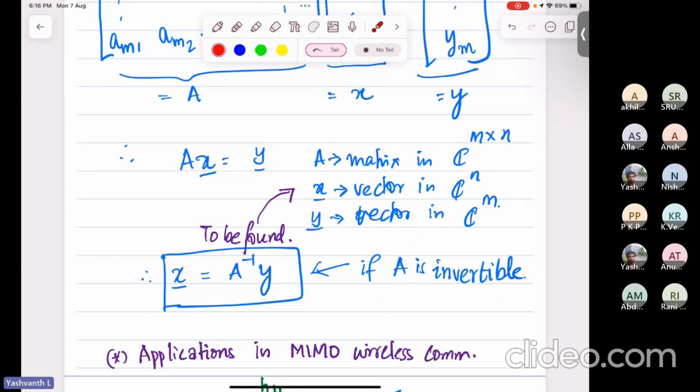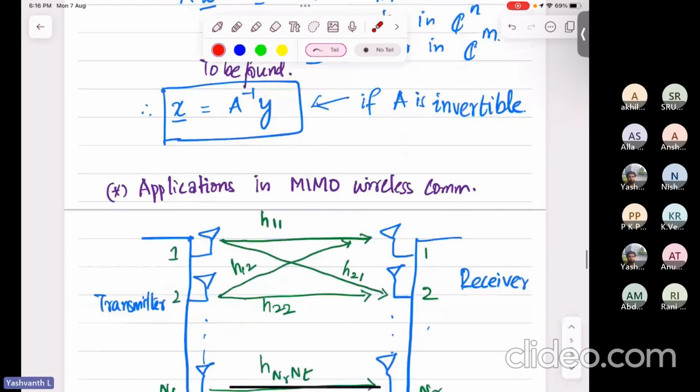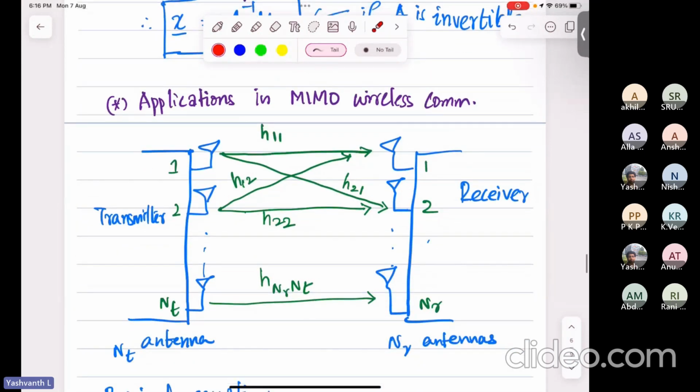If A is not invertible, then this particular solution will not be the unique solution. We will explore these aspects in detail in today's session. Now, one application of such systems of linear equations arises in MIMO wireless communications, which even the professor had explained in the course.